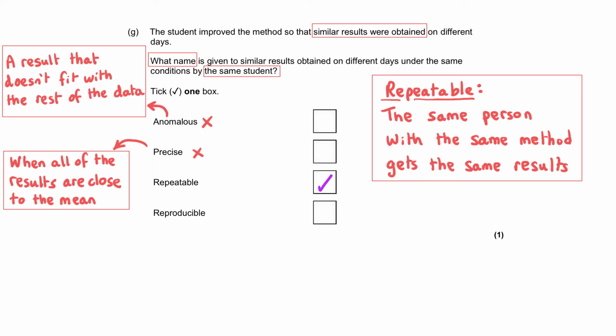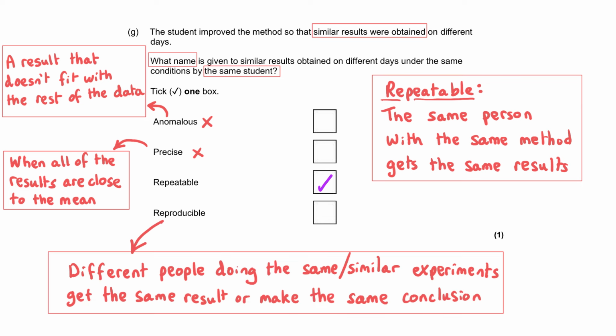Repeatable means literally the same person did the same experiment and got the same results each time. Reproducible, that's if a different person repeated the experiment and got the same results on different occasions. And so reproducible and repeatable, they're really similar. Repeatable is for the same person doing it multiple times. Reproducible is more than one person doing the same thing and getting the same results.